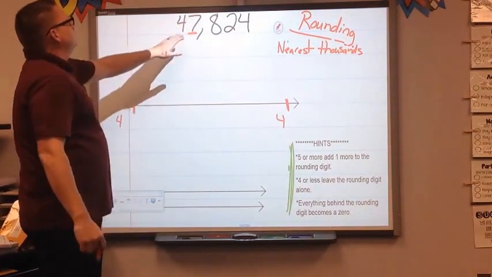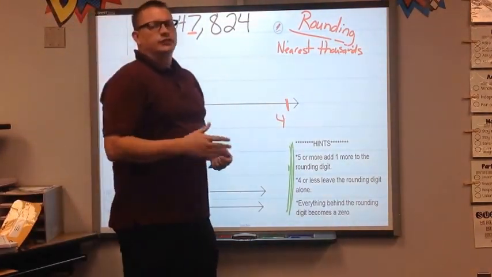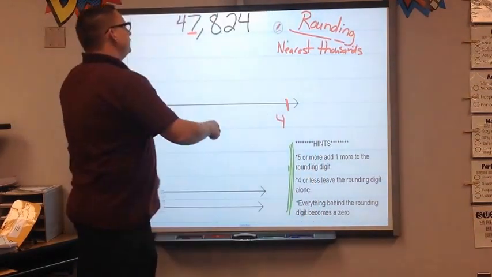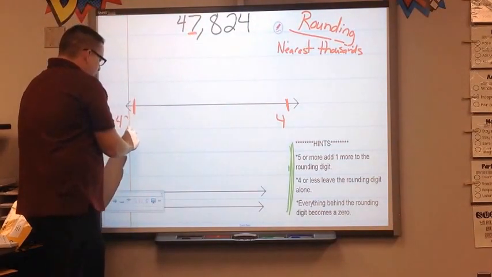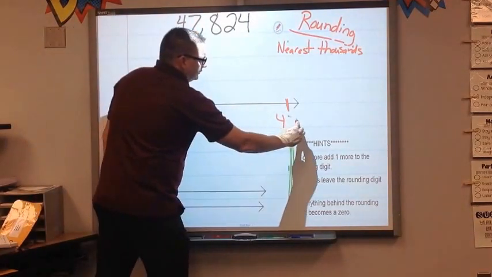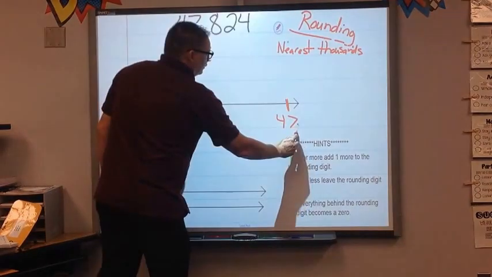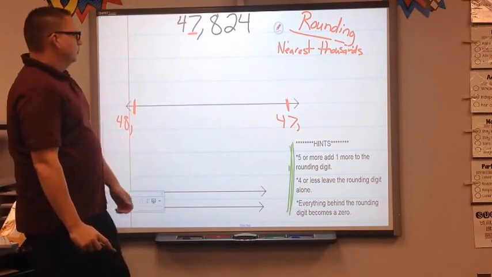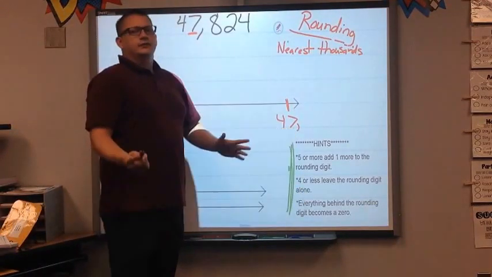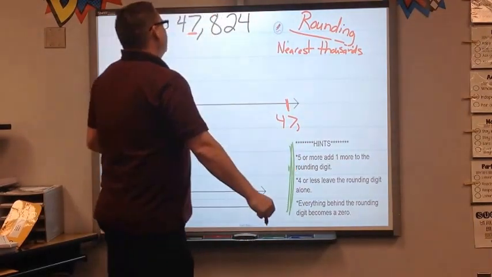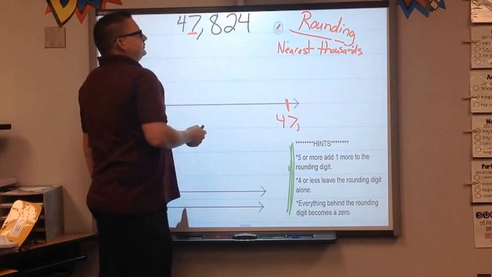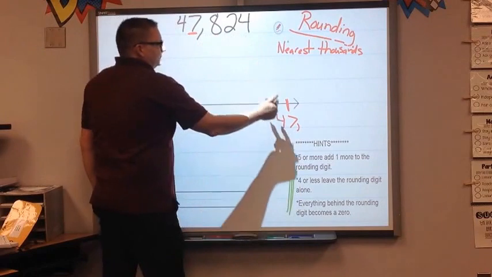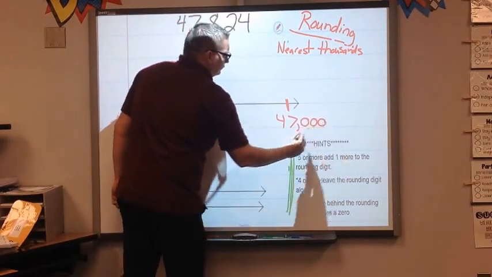All right. Now, what do we know about this 7? Well, it's the rounding digit, so always when we round, with the rounding digit we're either going to add one more or we're going to leave it alone, right? So your endpoints should show you adding one more or leaving it alone. That right there sets your endpoints, okay? Now, everything behind the rounding digit is going to end up becoming a 0.